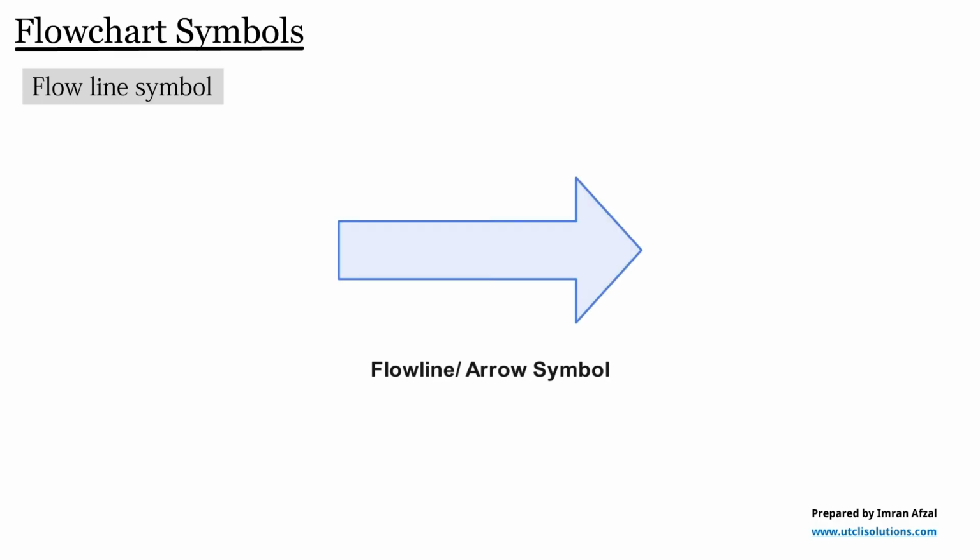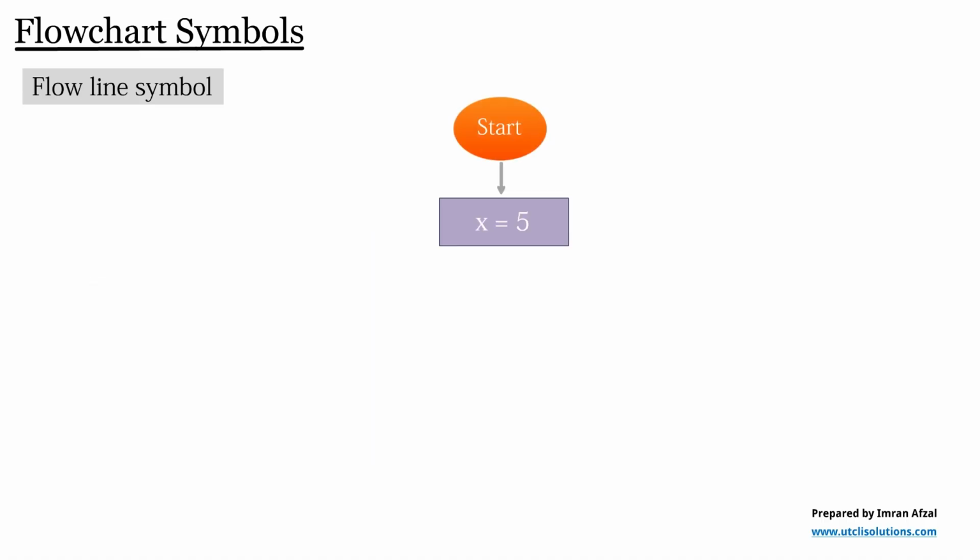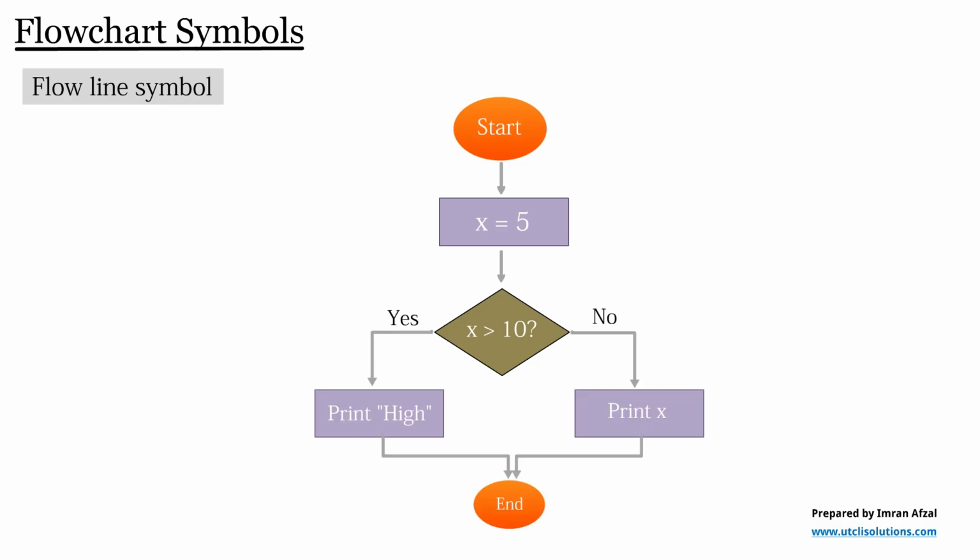Next, we have the flow line symbol, which is not really a shape but an arrow. This arrow connects each symbol and shows the direction of the program. It tells us where the program goes next. Without arrows, the flowchart would look like random shapes with no meaning. For example, after storing a value in a variable in Python, the arrow guides you to the next step, such as checking a condition or printing the output. The arrow is like a road that connects all the steps together.